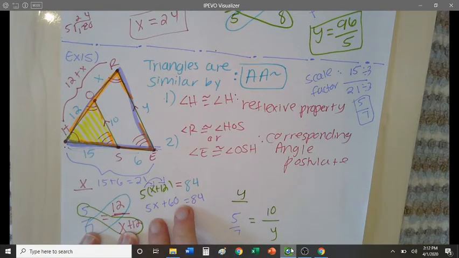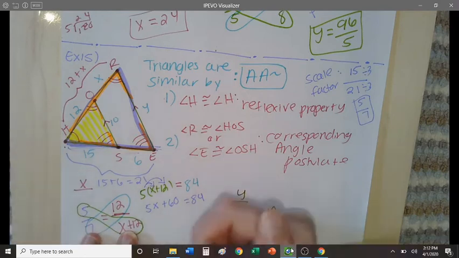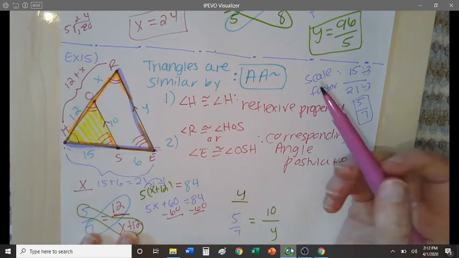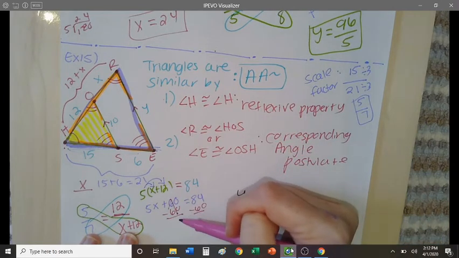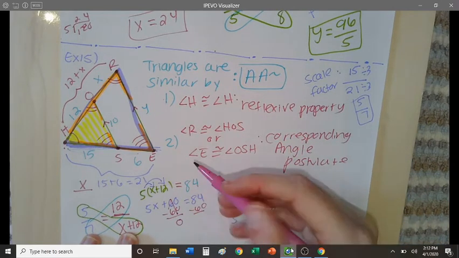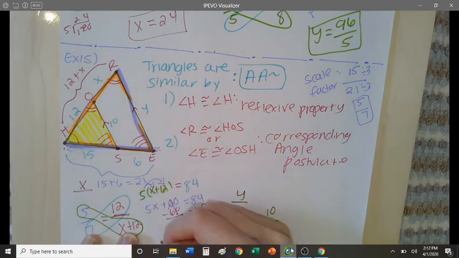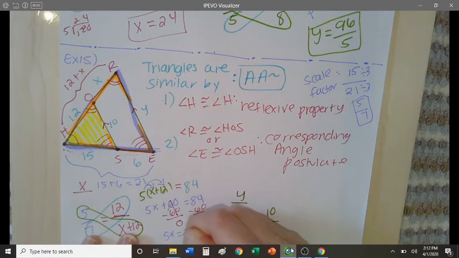So how I bring 60 to the other side, a positive 60, is by subtracting that thing on both sides. So I'm going to subtract it. Okay, which 60 minus 60 will cancel and turn to 0. 84 minus 60 is going to give me a 24. Okay, so I have 5x equals 24.